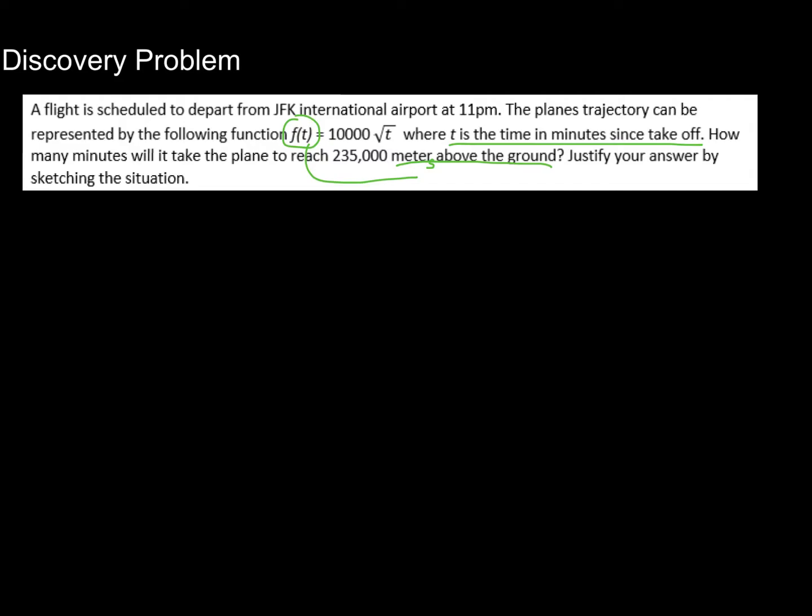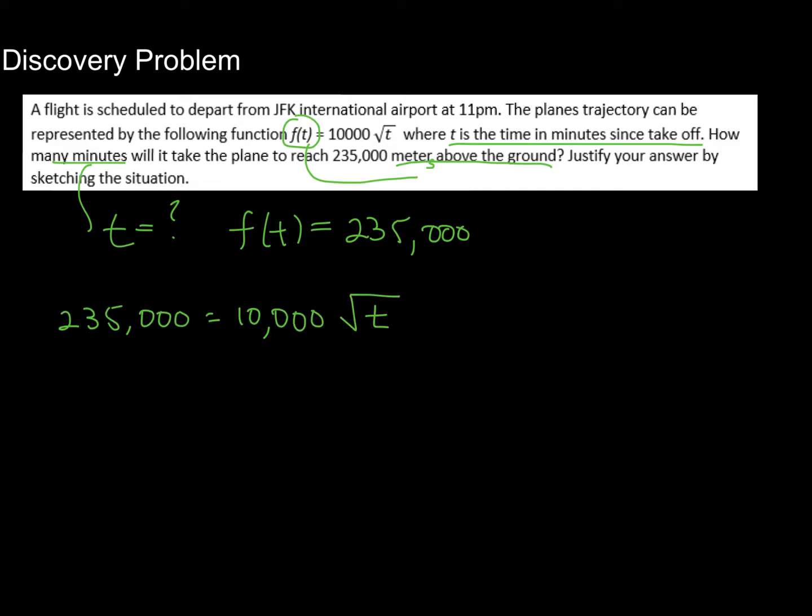So we're looking for how many minutes, looking to find a value for t, and we want f of t to equal 235,000. So coming up with a plan here, we want to set our function equal to 235,000 and solve for t. All right, so at this point, what I want you to do is follow the inverse operations to solve for t.